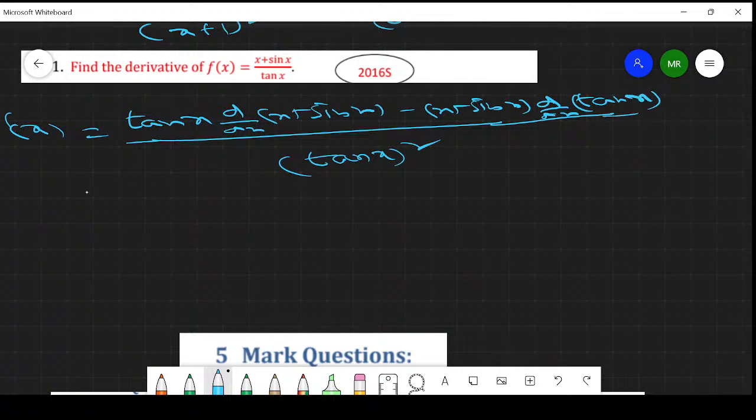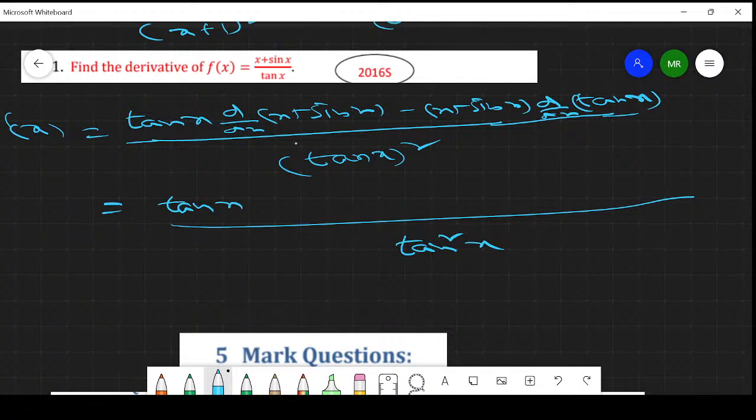Now it comes quotient rule only. You should be familiar with the quotient rule. For 4 marks, definitely a quotient rule problem only. The denominator is tan square x. I can write tan x into the derivative of x, which is 1, plus the derivative of sin x, which is cos x, minus x plus sin x into the derivative of tan x, secant square x.